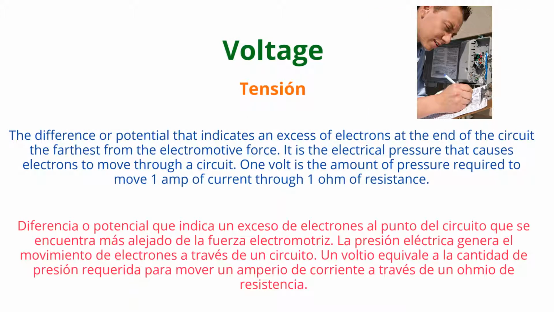Voltage. The difference or potential that indicates an excess of electrons at the end of the circuit the farthest from the electromotive force. It is the electrical pressure that causes electrons to move through a circuit. 1 volt is the amount of pressure required to move 1 amp of current through 1 ohm of resistance.